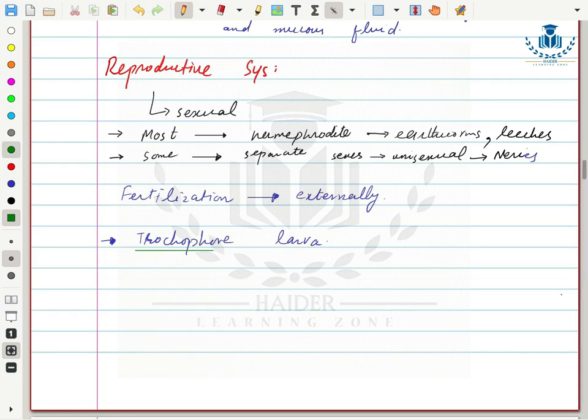Trochophore: trocho is derived from the word trochos, which means wheel, and phore means to bear or having or moving. It means that the larvae are wheel bearing. Wheel bearing means they are moving, so they have motile larvae.